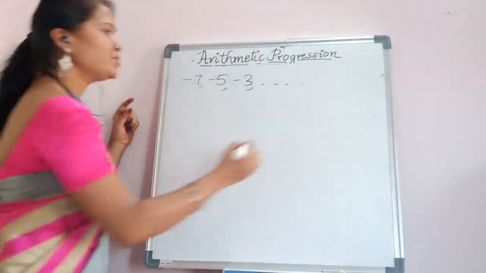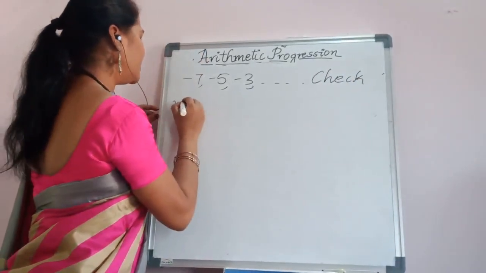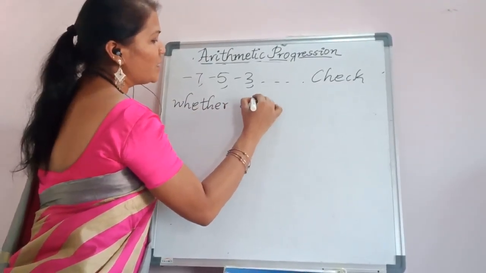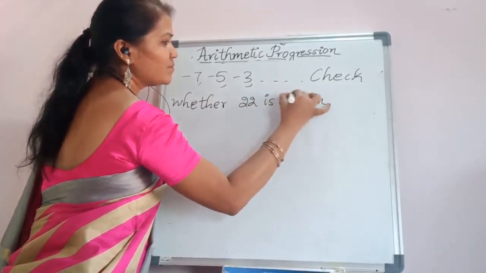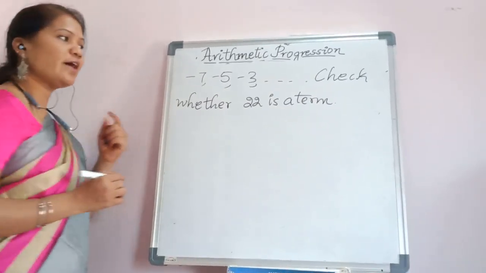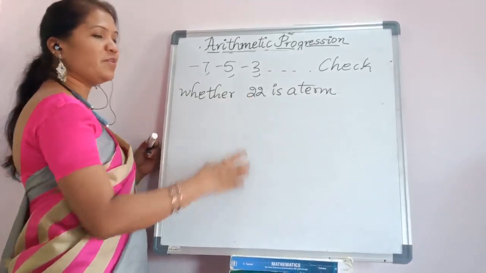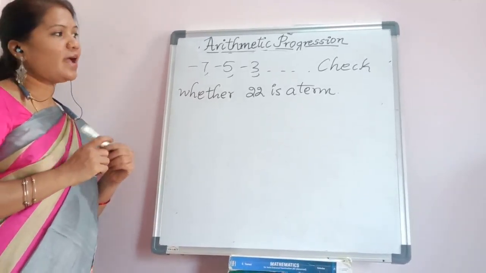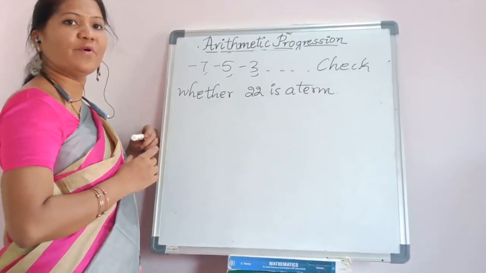The question is check whether 22 is a term or not. The question is check whether 22 is a term of this progression or not. So for that I have to check. First find an. Let us assume an as 22 and simplify it. If n you will get an integer, a positive integer, then I can say that 22 is a term of the sequence, or else it is not a term of the sequence, right?